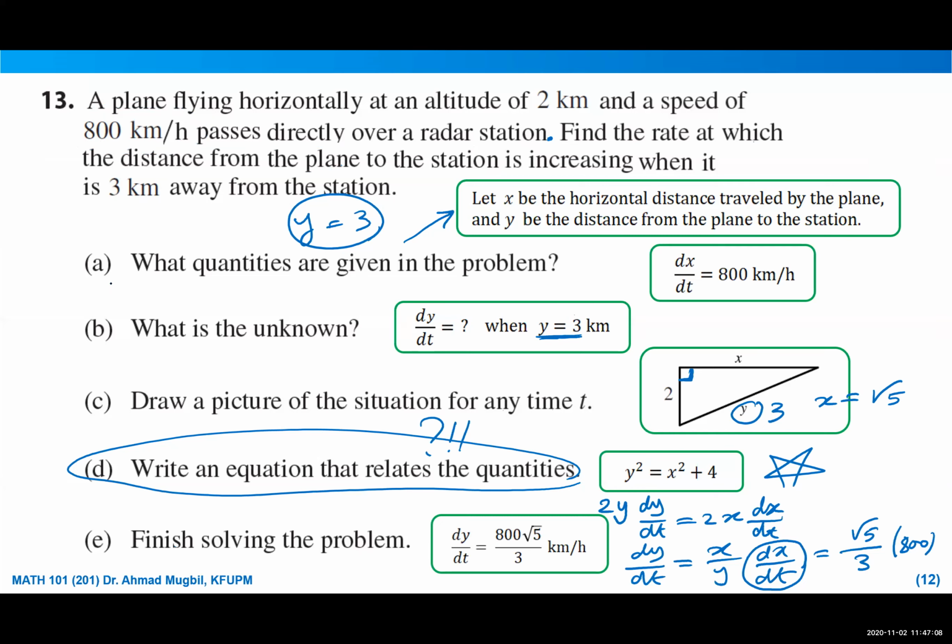So it is important to do any problem, ya shabab, through these 4 or 5 steps. Ask yourself, what is given? What is unknown? What is the figure of the problem? What is the relationship between the quantities? And after that, it will be easy. It is just a matter of differentiation.